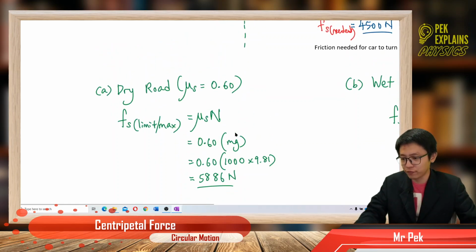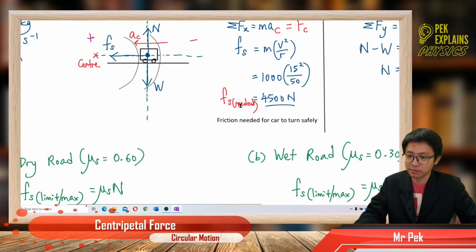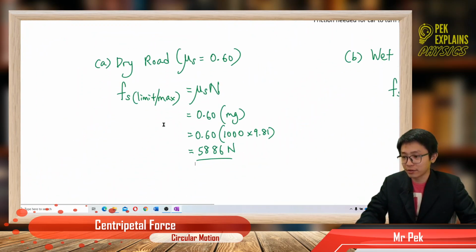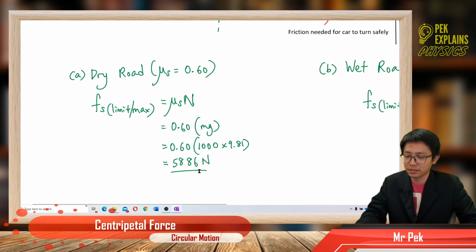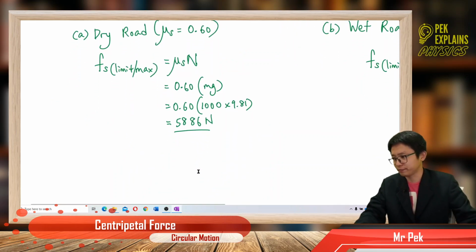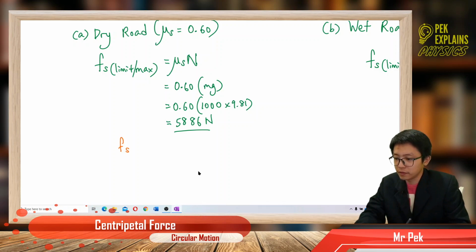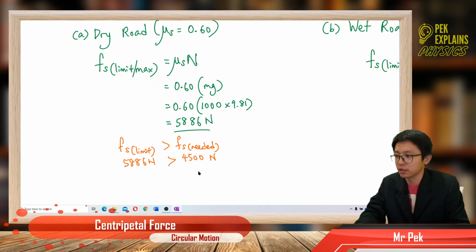So is it enough for the friction required? Yes, more than enough. The friction required to turn safely is only 4,500, but the road can provide 5,886 Newton. So we can say the limiting static friction is more than the friction needed, which is 5,886 Newton, more than the friction required for the car to turn safely.